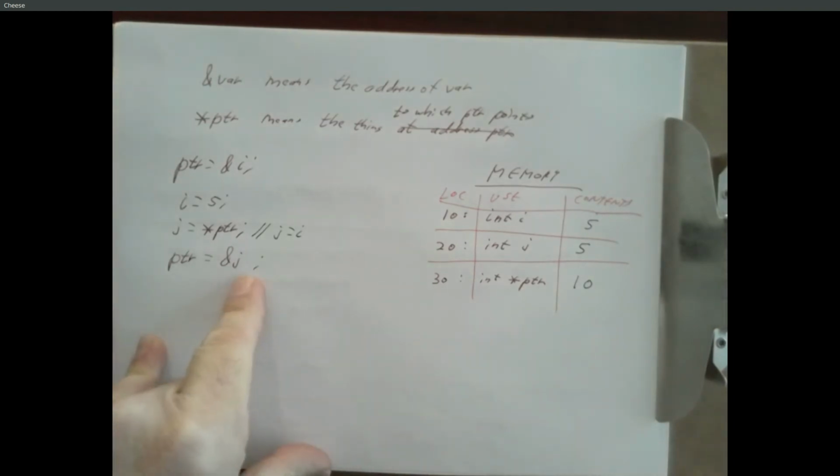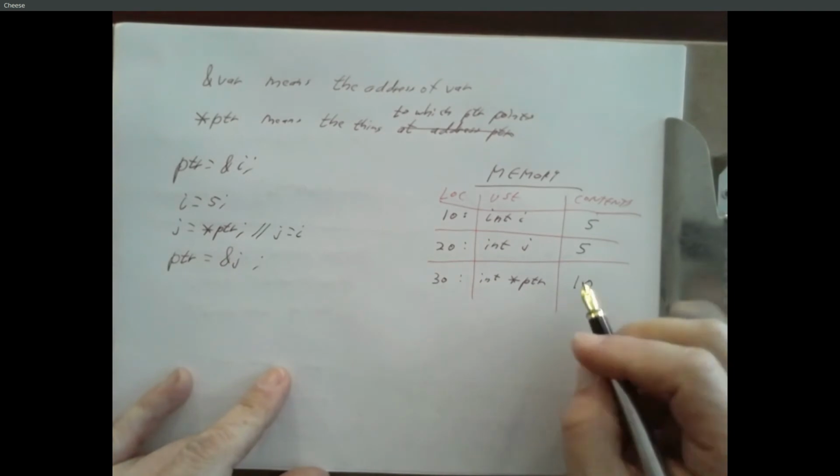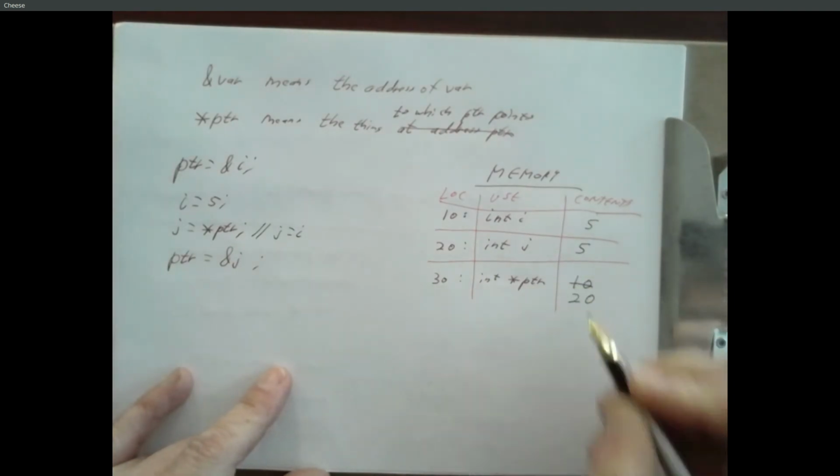All right, pointer equals address of J. What's that going to do? So what's the address of J? All right, so J is 5, but the address of J is 20. So this says pointer equals 20, and this is where pointer's stored, so that's going to put a 20 right here.